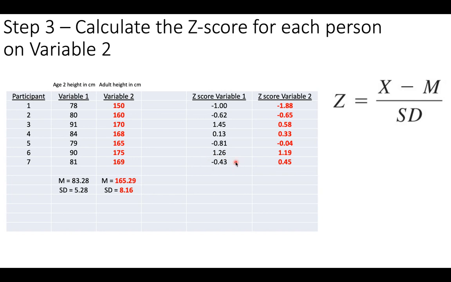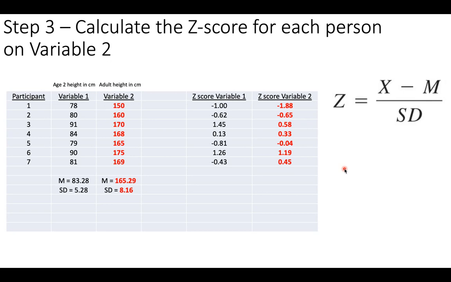They surprised us. They were a small 2-year-old that became a kind of tall adult, or a slightly above average adult. In general, the z-scores go together. If you're low on one, you're low on the other. If you're high on one, you're high on the other. So this is looking like a positive correlation to me, because the values are moving together.